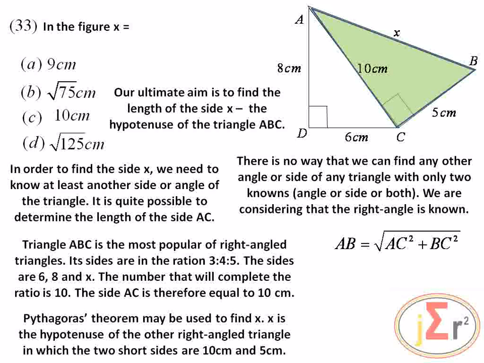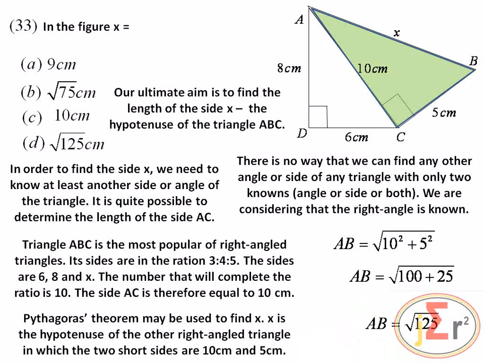5 centimeters. So we have a statement of Pythagoras Theorem here in algebraic form, and we need to find the length of the hypotenuse. So we put in our 5 and our 10. 10 squared is 100 and 5 squared is 25. Put them together, we get 125. So AB is the square root of 125. So option D is correct. The square root of 125 centimeters. The correct answer is option D.